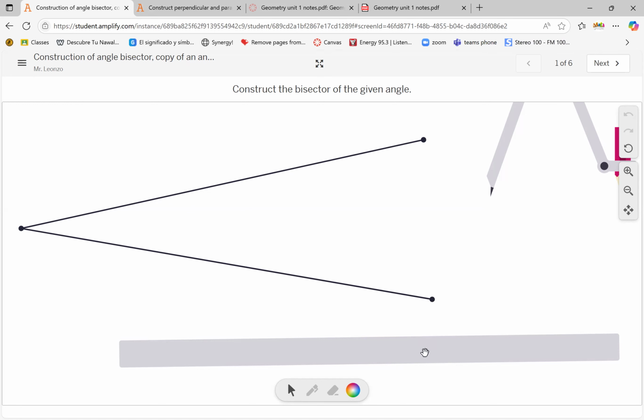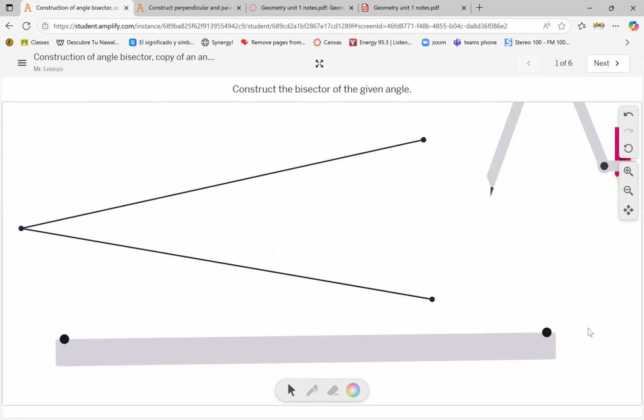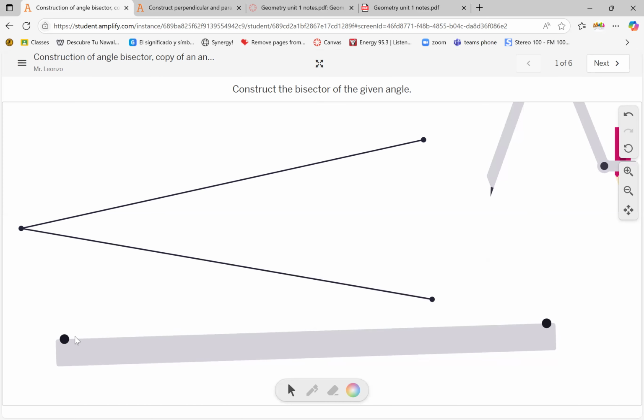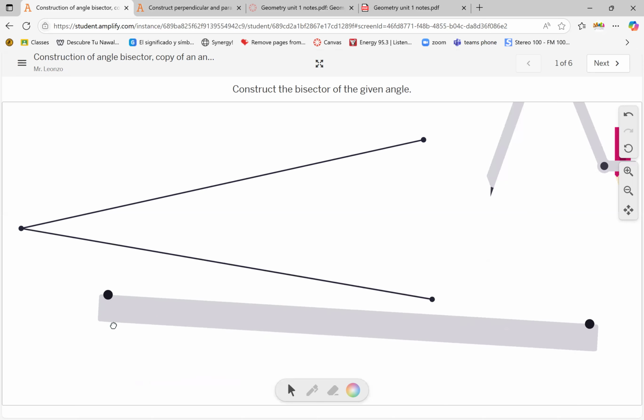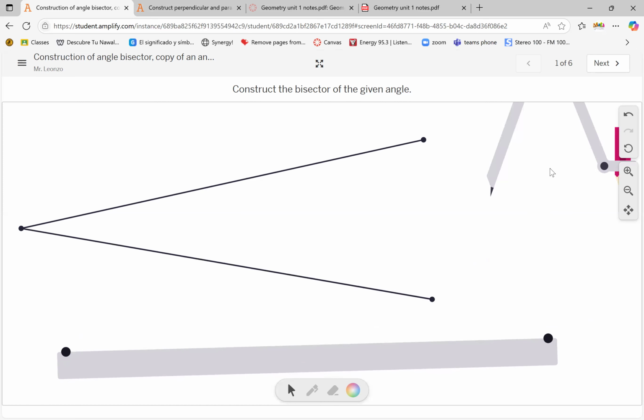I can move this ruler. We're going to call it straight edge because it doesn't have any measurements. If you see, I can drag it and I can move it. With those points, click and hold and drag. You can see I can move my straight edge. Again, it's like a ruler. And then your compass.